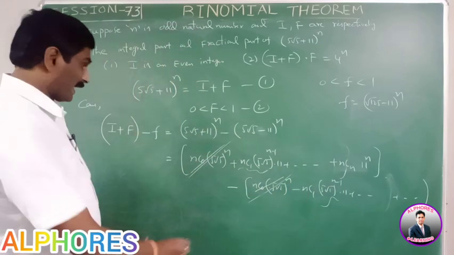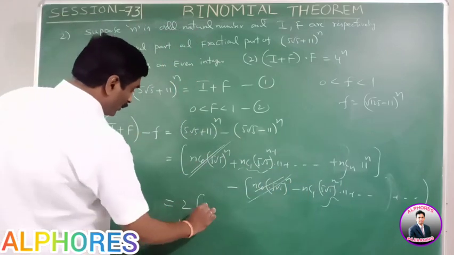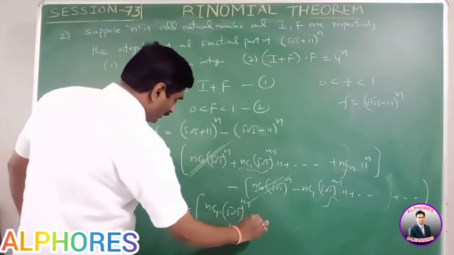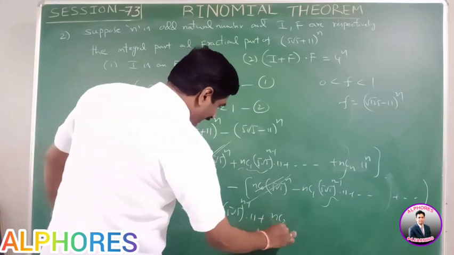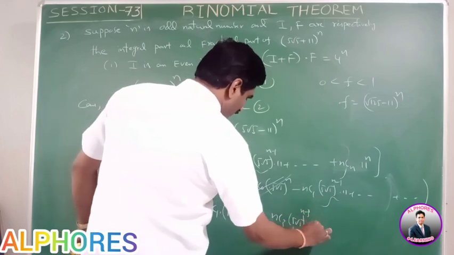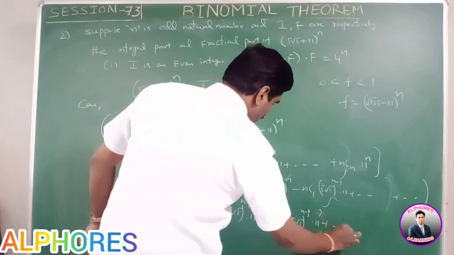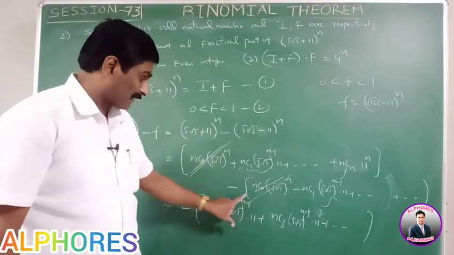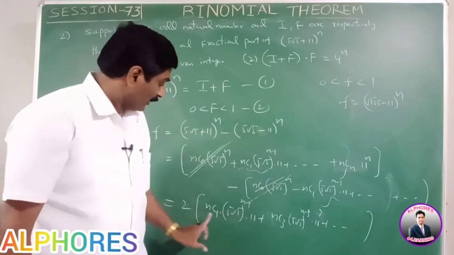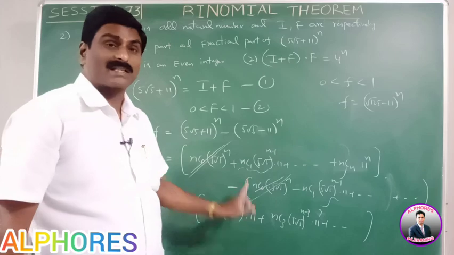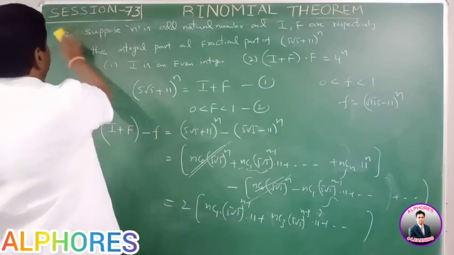After eliminating, we get 2 into NC1 into (5 root 5) whole power n minus 1 into 11 plus NC3 into (5 root 5) whole power n minus 3 into 11 square, 11 cube plus 1. Here nC1 is an integer, and (5 root 5) whole power n minus 1 is even, so it is also an integer. 2 into integer means what is this value? Even integer.